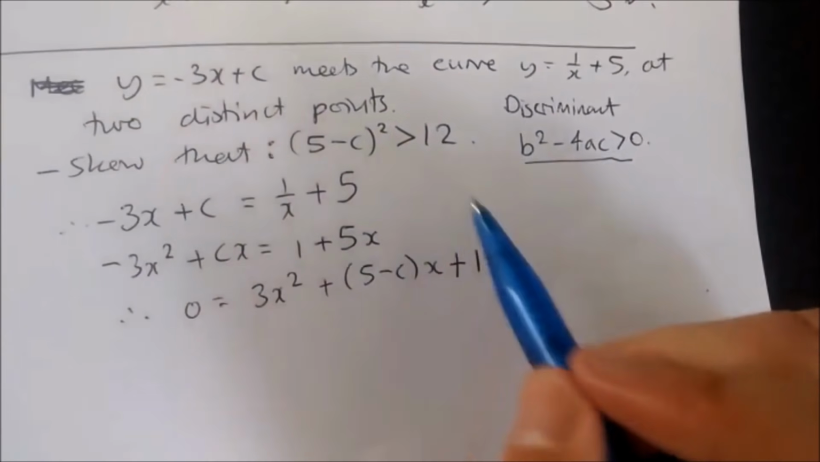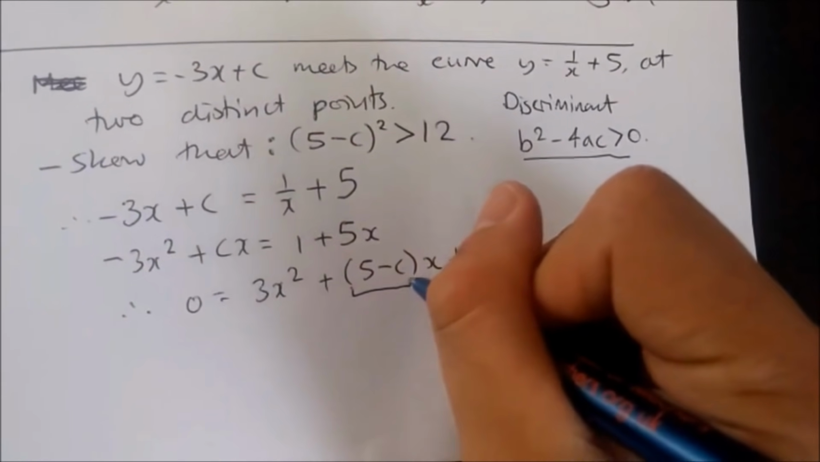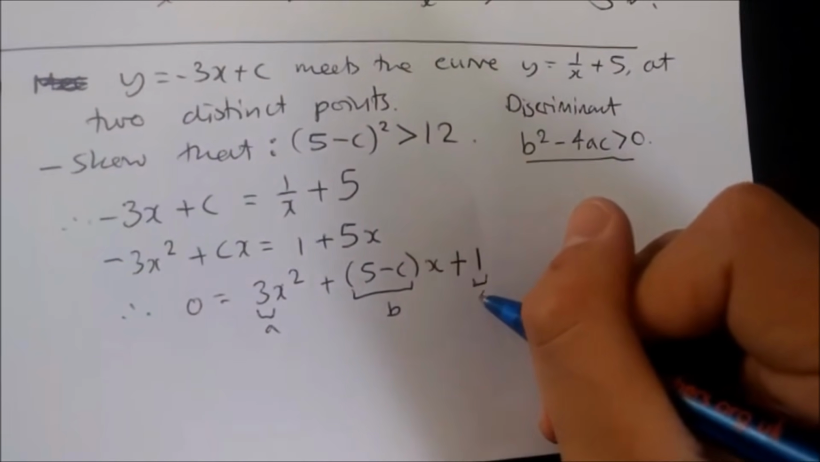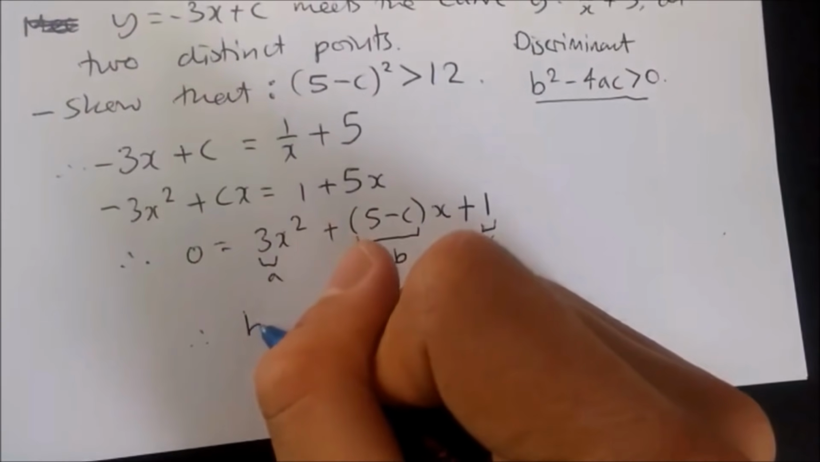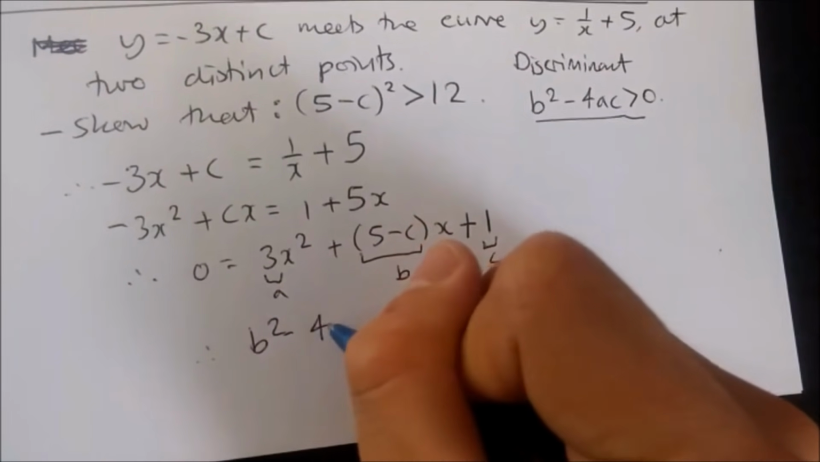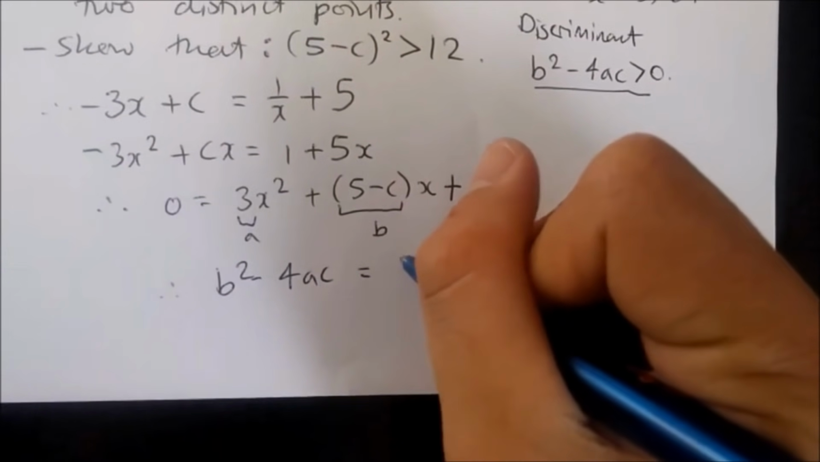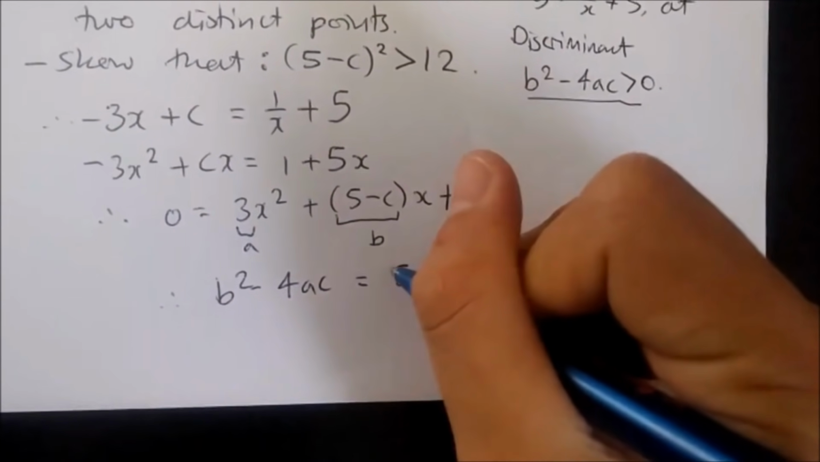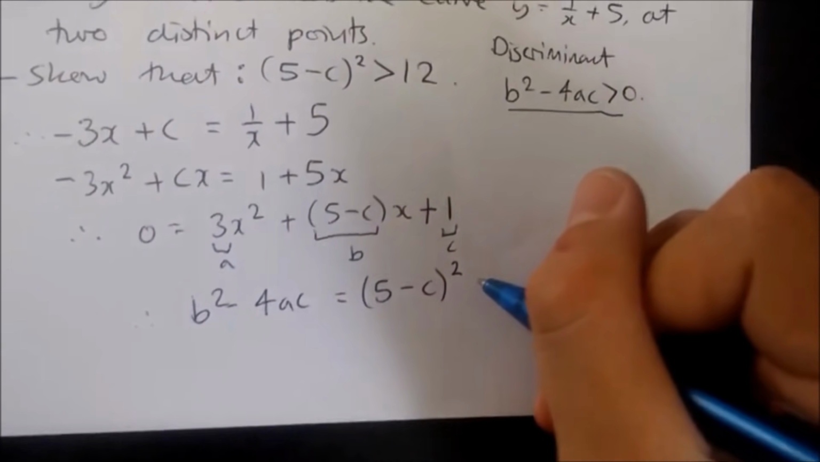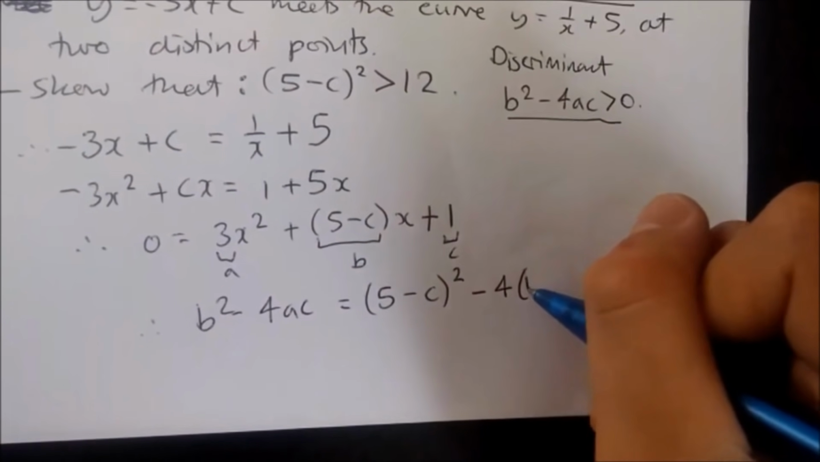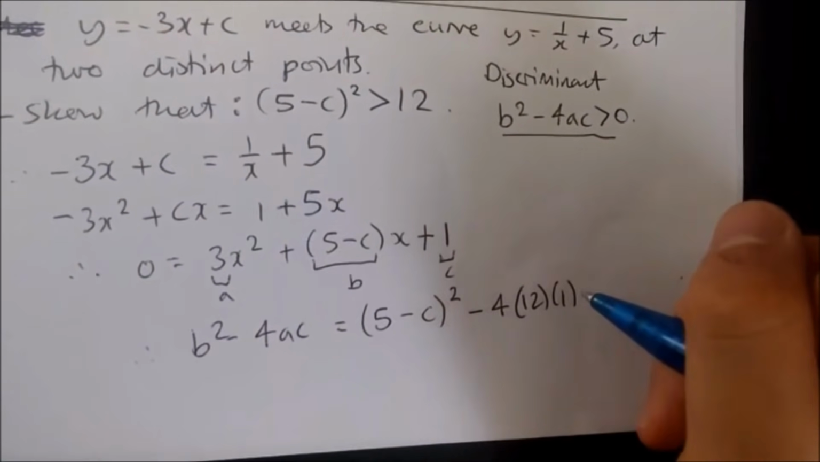Now using the discriminant, calling this part your b, this 3 is your a, and this 1 is your c. Therefore, b squared minus 4ac should equal 5 minus c all squared minus 4 times 3 times 1.